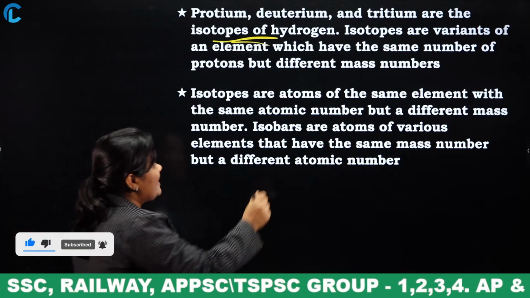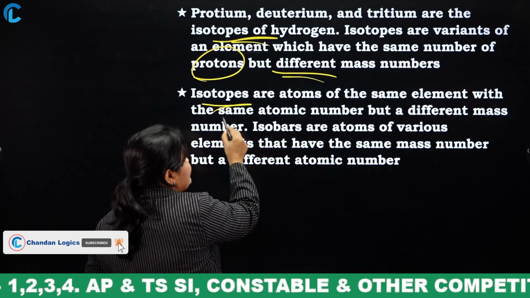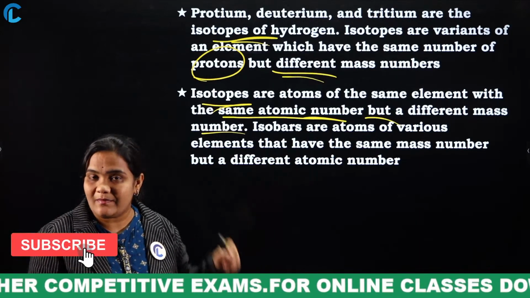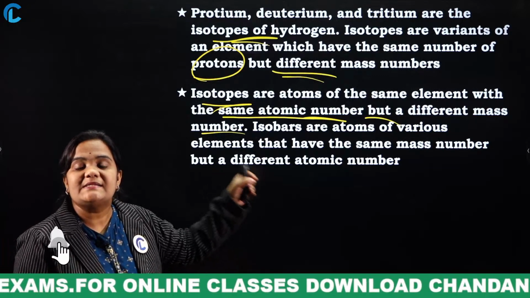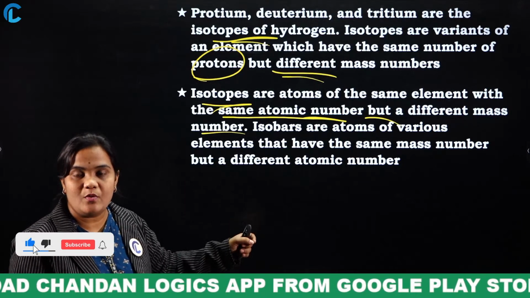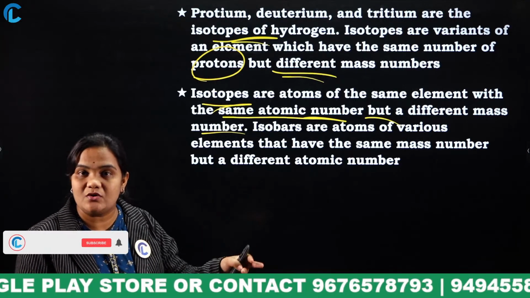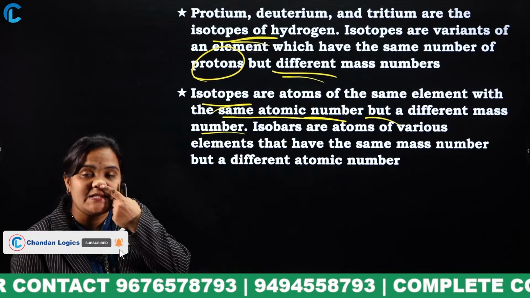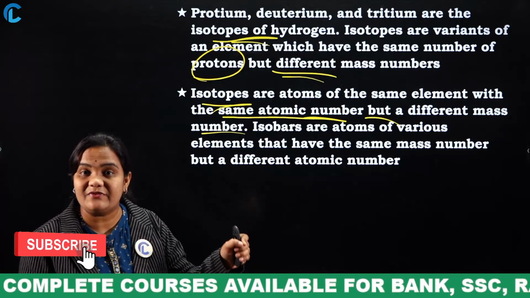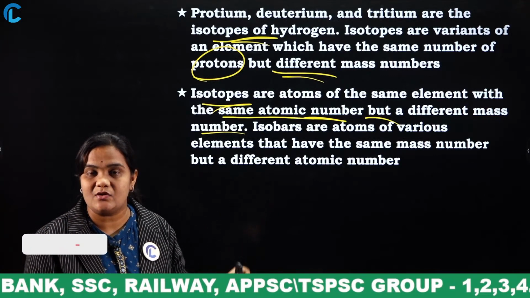Isotopes are variations of an element which have the same number of protons but different mass number. Same atomic number but different mass number, we say isotopes. Same mass number and different atomic number, we say isobars. These are the divisions of nuclei. Isotopes: same atomic number but different mass number. Isobars: same mass number and different atomic number. Isotones: number of neutrons are equal, A minus Z is equal to 0. Okay.